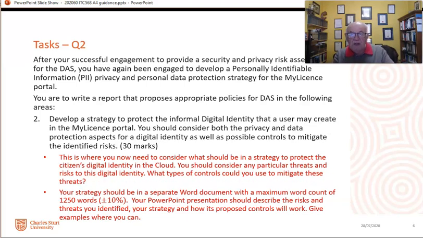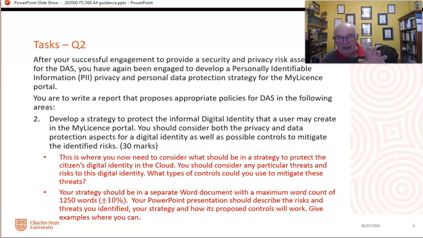Question 2 is, now you've got to develop a strategy to protect that informal digital identity that a user can create in My Licence. Okay, so again, think about the privacy and data protection aspects for a digital identity, as well as the controls that you would use to mitigate any risks that you've identified for that particular digital identity. So my comments on this is you need to think about how would you protect a digital identity, a citizen's digital identity, right? You should think about the threats and the risks to that identity, what sort of controls you could use to mitigate it, how you would put it all together, and what's the strategy you would use to approach this particular problem.